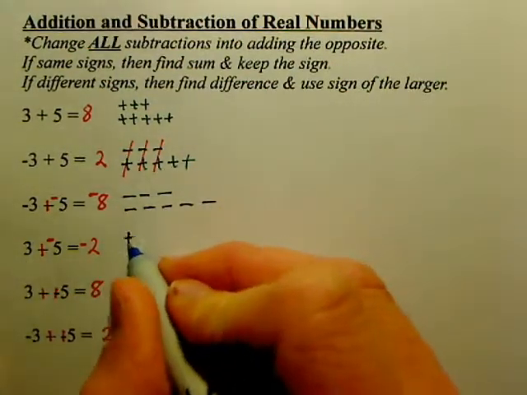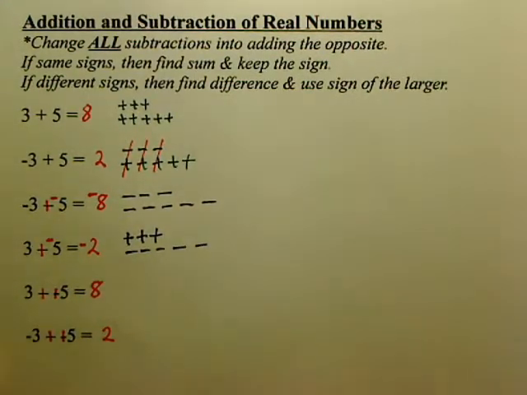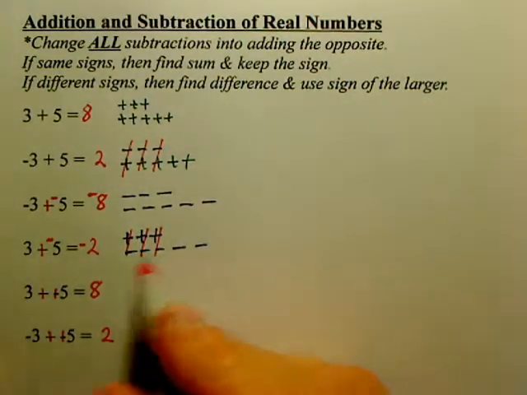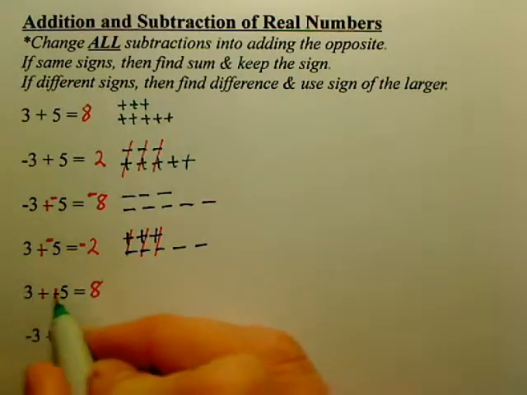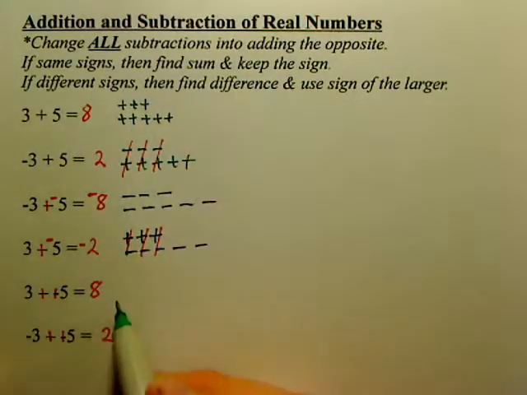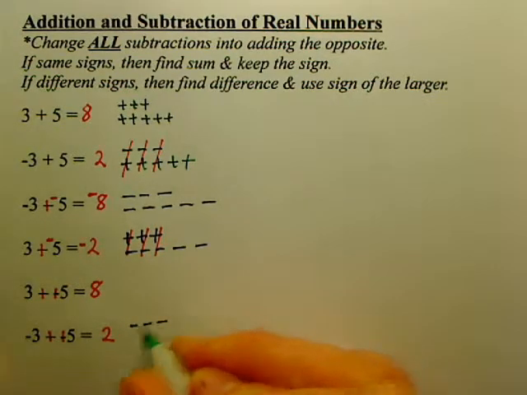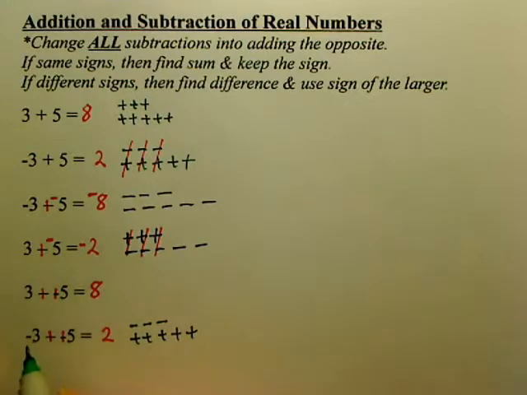Okay, I have 3 positives plus 5 negatives, and hopefully you see here, boom, boom, boom, my answer would be -2. Matches up. Good. All right, 3 plus 5, same as the first problem, so I'm just going to skip that one, it's 8. And here we have -3 plus 5 positives. See, 3 negatives, 5 positives. Boom. We're left with +2.